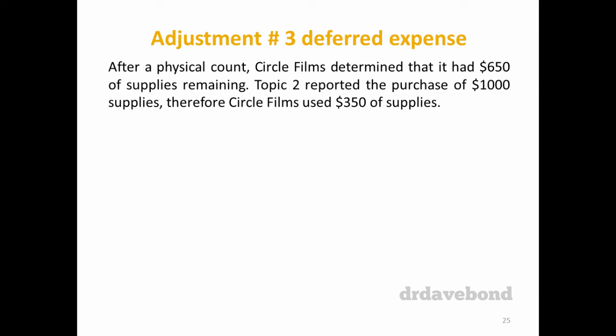The third adjustment is deferred expense. After a physical count, they determined they had 650 of supplies remaining. They reported they purchased 1,000, and you can kind of see that here. They've got supplies of 1,000. If you do the stock take, you know you've got 650 here. You know then what the adjustment has to be, because we've got to go from 1,000 debit down to 650 debit, which means it's a 350 credit to supplies. So that's what's got to happen.